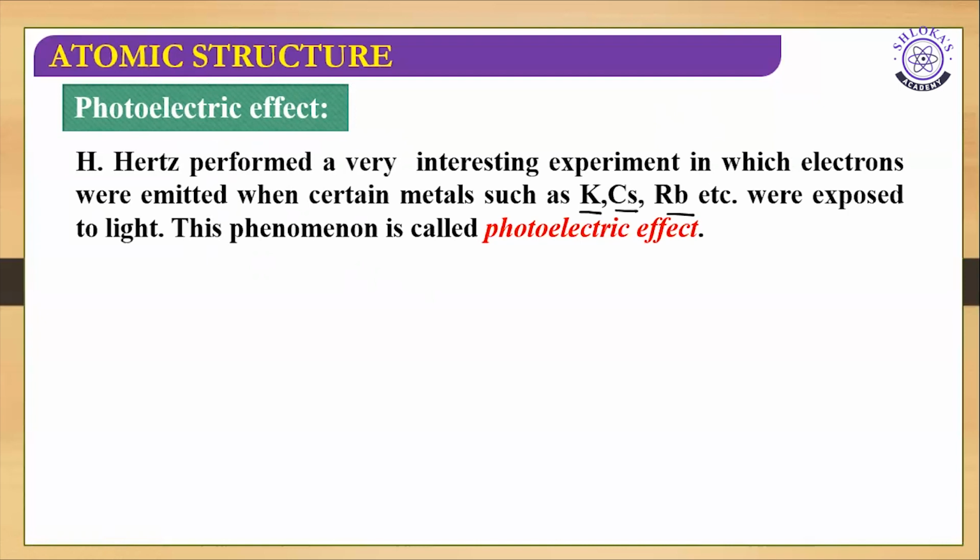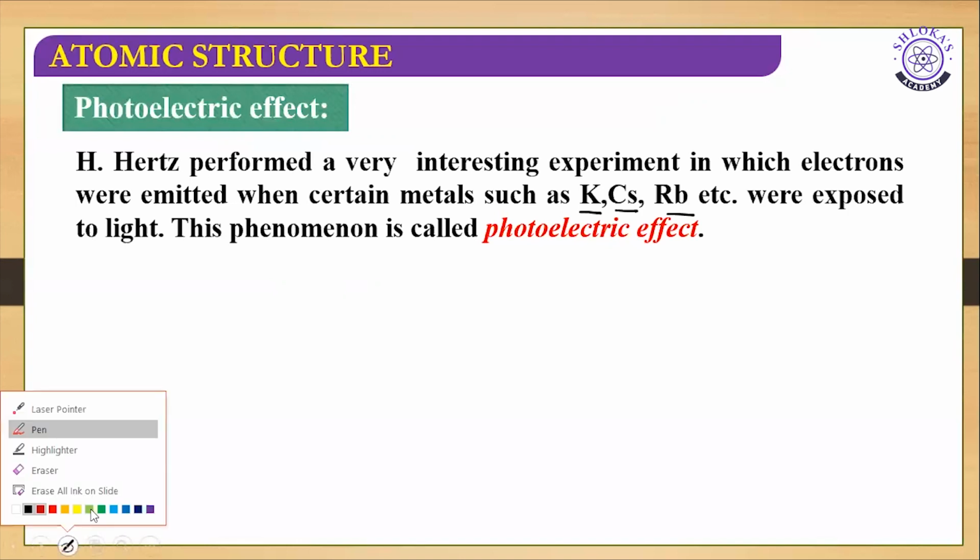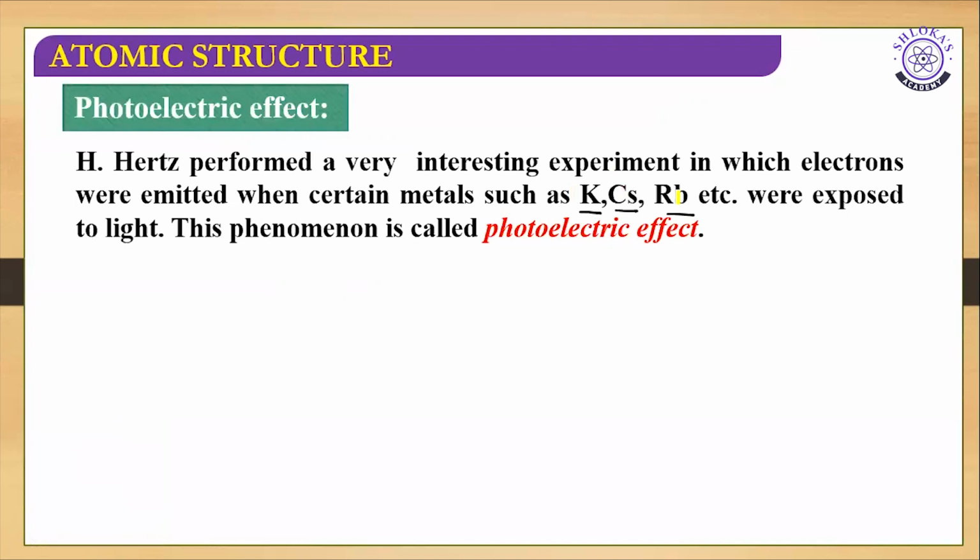Just now I explained by taking cesium as an example, but it may be cesium, or potassium, or rubidium. How can you define the photoelectric effect? The scientist who did that experiment observed that electrons are emitted from certain metal surfaces, such as potassium, cesium, rubidium, when they are exposed to light, and this phenomenon is called the photoelectric effect.